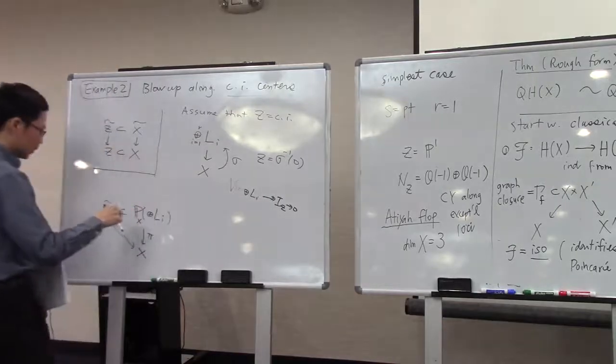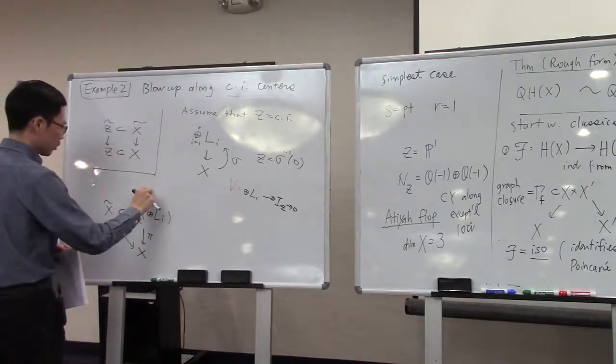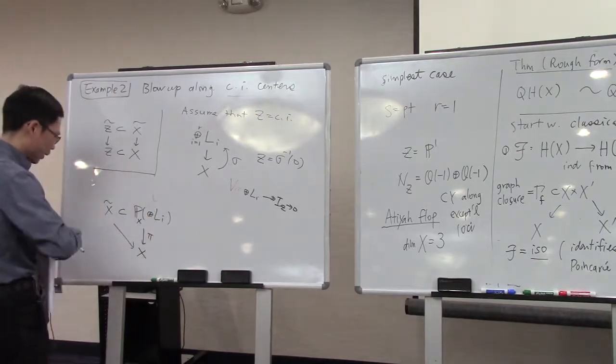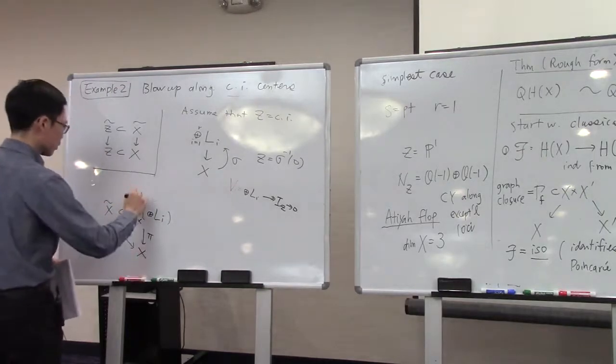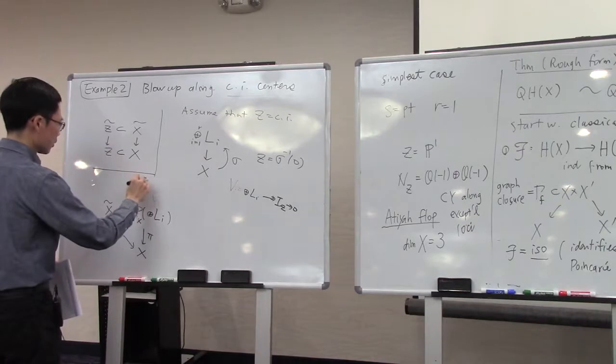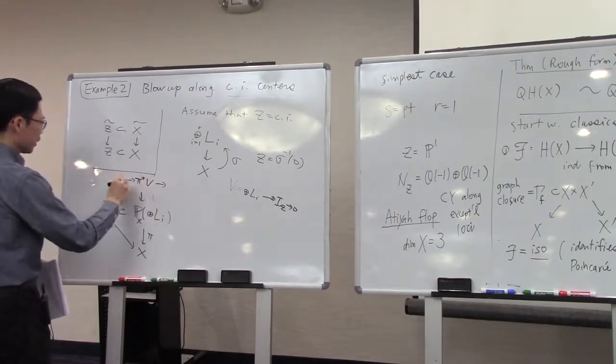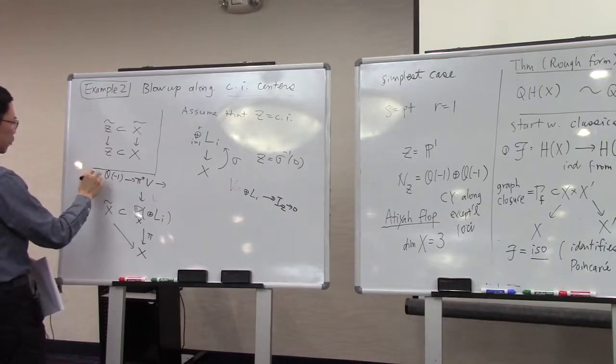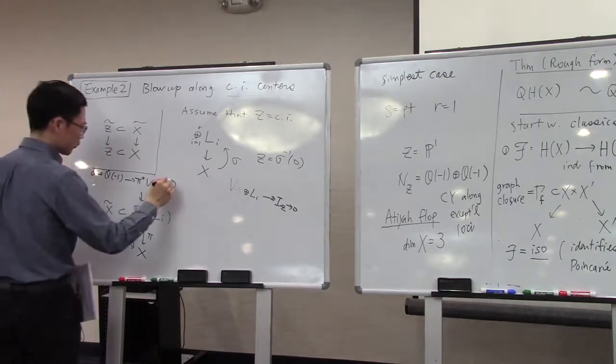Vector bundle of this. So we have a vector bundle, and then you can pull back this vector bundle here. And there is a universal subbundle, the tautological bundle, let's write it as O(-1). And there's a universal quotient bundle.